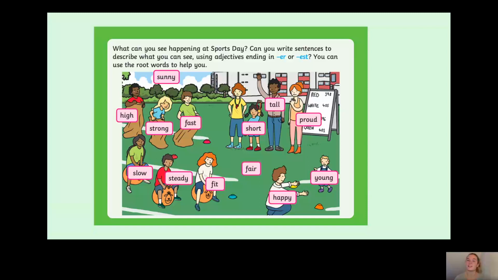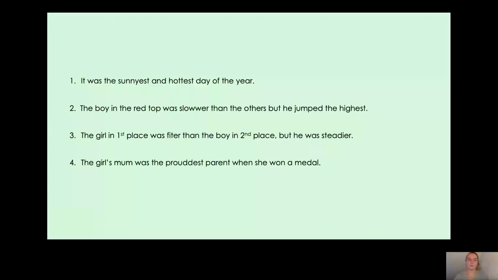Okay, Yetu, did you manage to come up with some sentences? Fantastic. So I wrote some of my sentences down. I've written 4 sentences. It was the sunniest and hottest day of the year. The boy in the red top was slower than the others, but he jumped the highest. The girl in first place was fitter than the boy in second place, but he was steadier. And number 4, the girl's mum was the proudest parent when she won a medal.